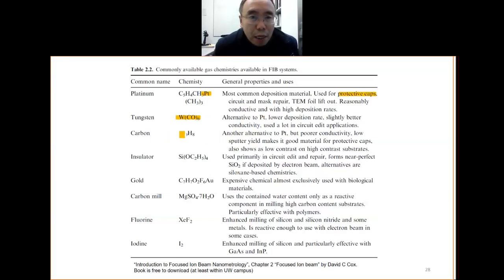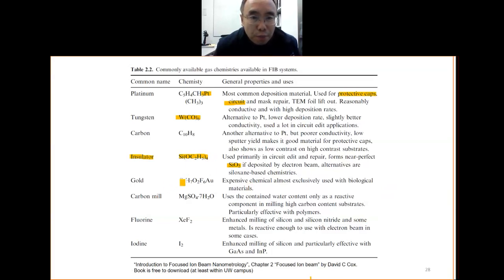And then we have the carbon. So carbon is also conducting. Conductivity is not as good as tungsten and platinum, but it is a conducting layer, and it has lower contrast to the substrate. Then we have the insulator layer. This one is called TEOS, tetraethyl orthosilicate. This is used to deposit silicon dioxide. This is the insulating layer. When you do circuit edit, you want to protect the circuit in the end with the insulating layer. This is for that purpose.